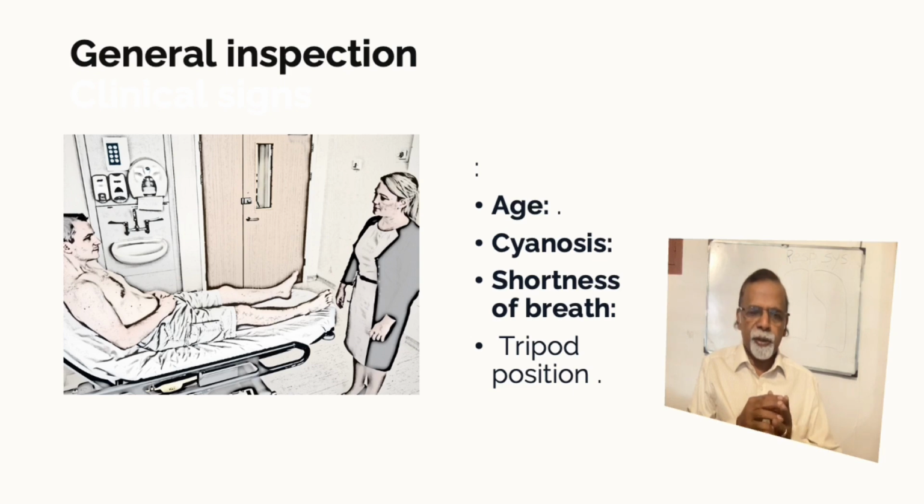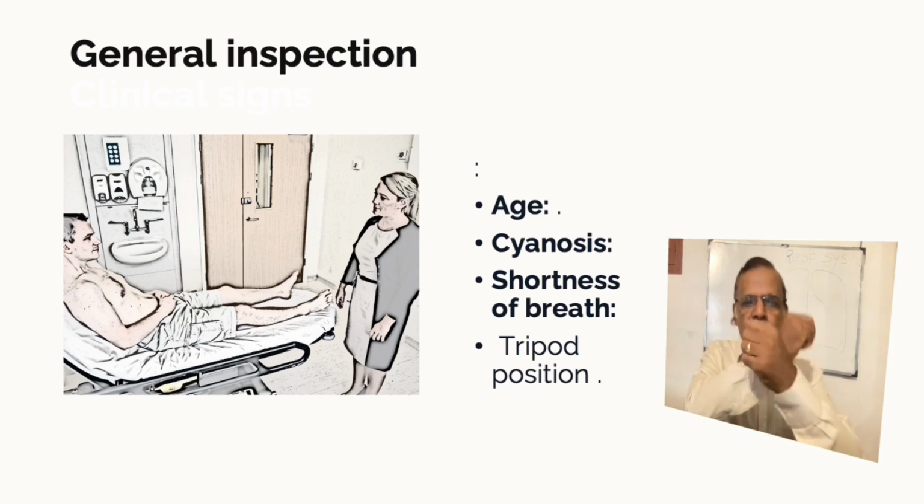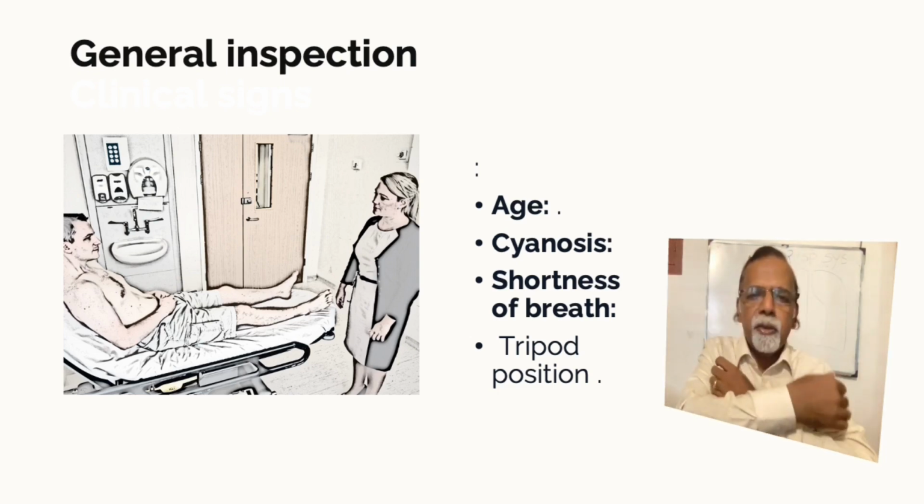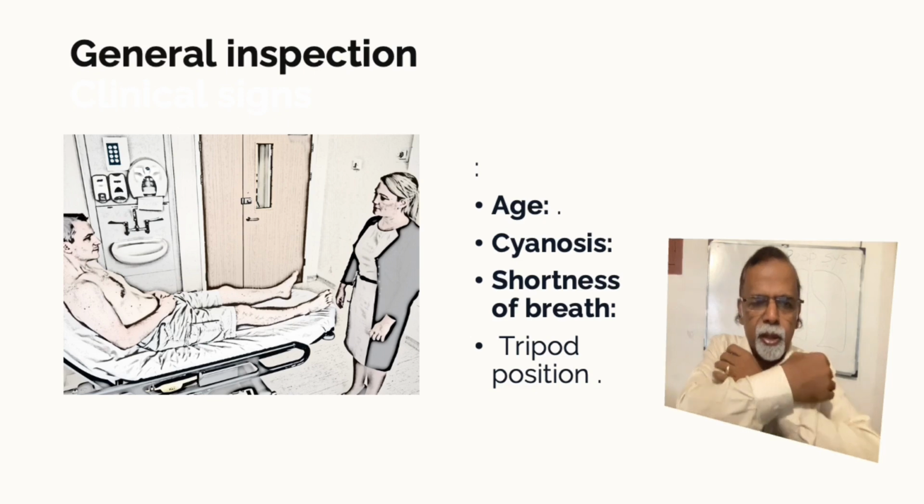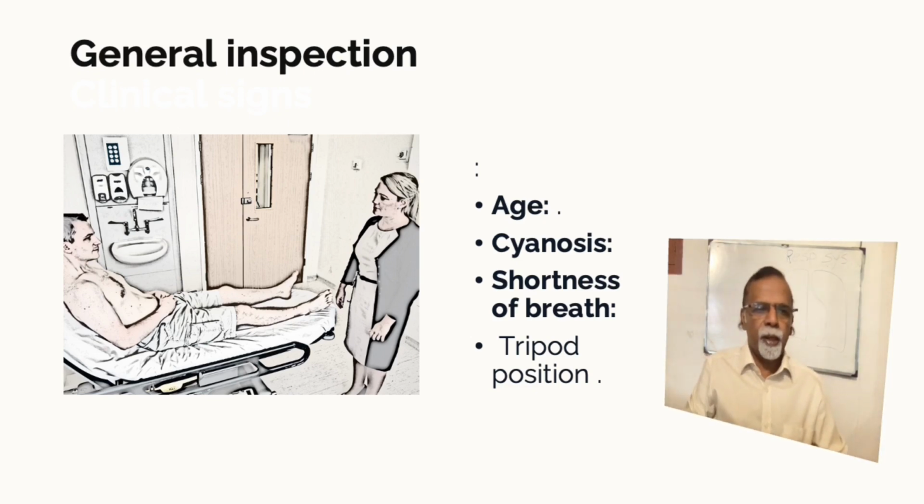Always do a general inspection, preferably standing at the foot end of the patient. Look at the approximate age of the patient, because some diseases like malignancy and COPD are more common in the elderly. Look for features of cyanosis and breathlessness. Look for the tripod position, which is characteristically seen in patients with COPD. They will also have pursed lip breathing. They will be sitting with their elbows on their thighs or on the table like this. The tripod position should be looked for.